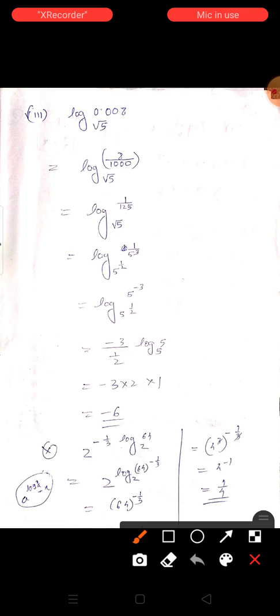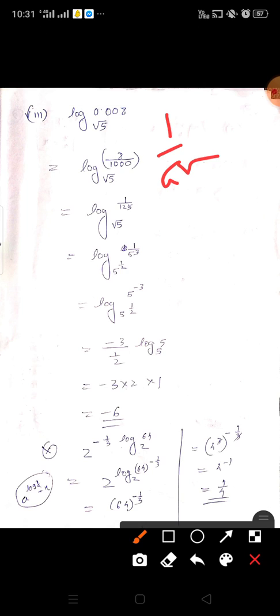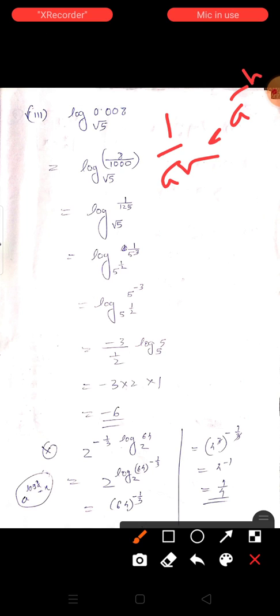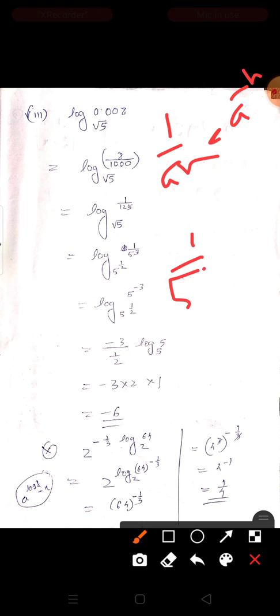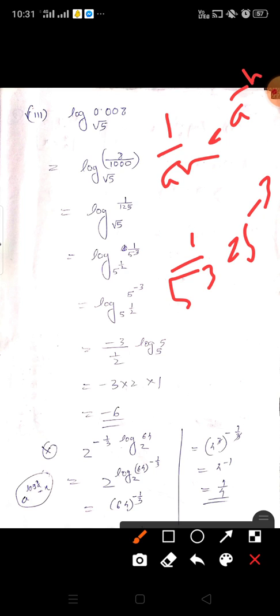Log of 0.008 by root 5. Log of 0.008 can be 8 by 1000. After cancellation, 1 by 125. So 1 by 125 equal to 1 by 5 cube. 1 by a to the power n equal to a to the power minus n. So 1 by 5 cube will be 5 to the power minus 3.